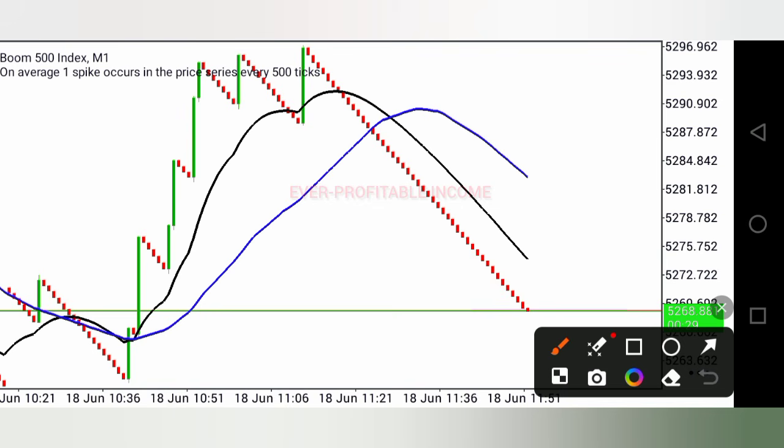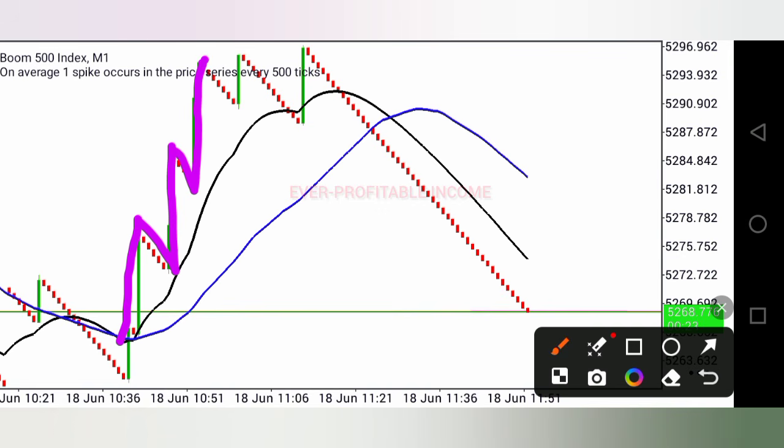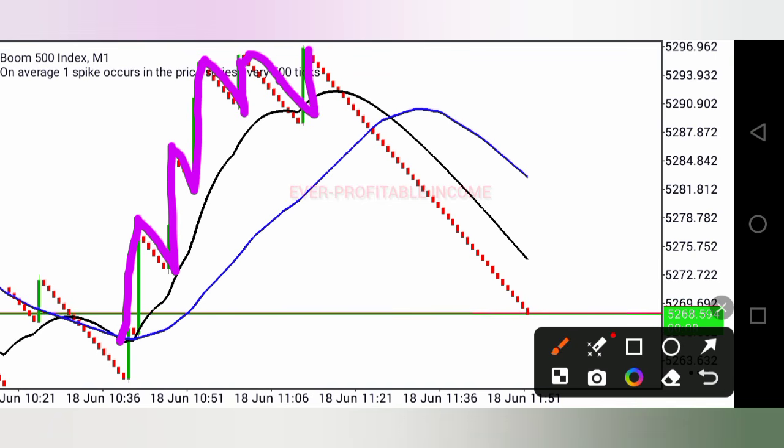You can see initially it was spiking, making higher highs, higher lows, spiking, higher highs, higher lows. And then right here, it did not make a new high, so it has reduced its momentum. When you also check this place right here, it didn't make a new high.